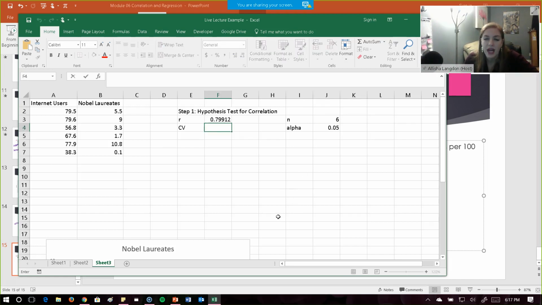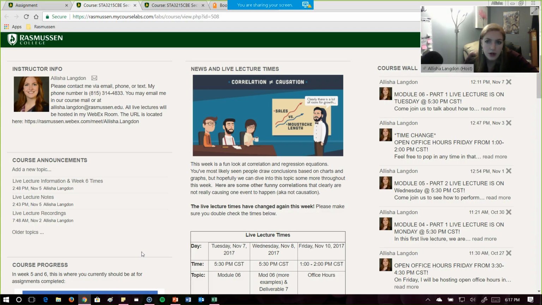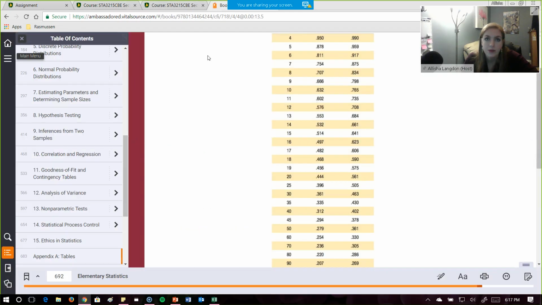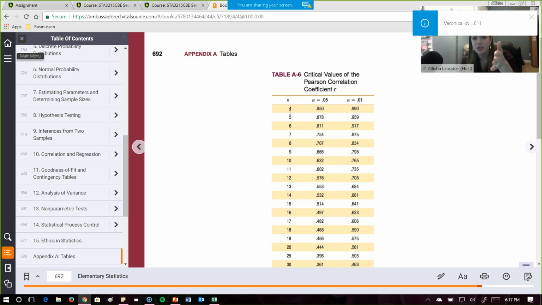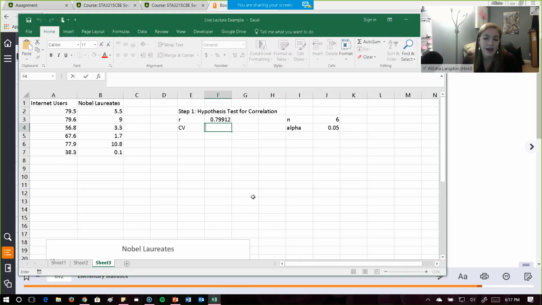So let's go ahead and grab our book. There's our book. Now remember, the second column there is for alpha equals 0.05, so that's the column we're going to use. And we need to use n equals 6. So we're going to scroll over. It looks like our critical value is 0.811. Let's grab that and write it in there. Okay, so we have our R and we have our CV.